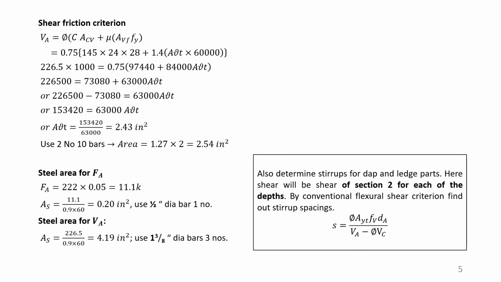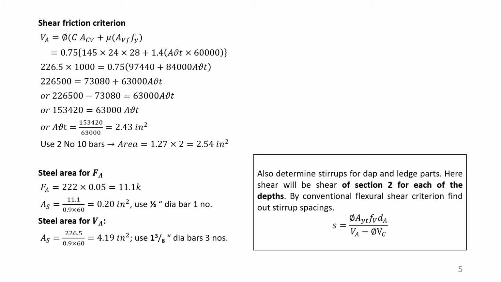At this stage this 145 cannot be explained, but it should be taken as the cohesion factor, 145 psi. Acv, mu and Avf, etc. are the values we have to put here. Mu is given; the area is 24 by 28, and in this shear friction equation the mu value is 1.4, it's given, and 60,000 is the fy.